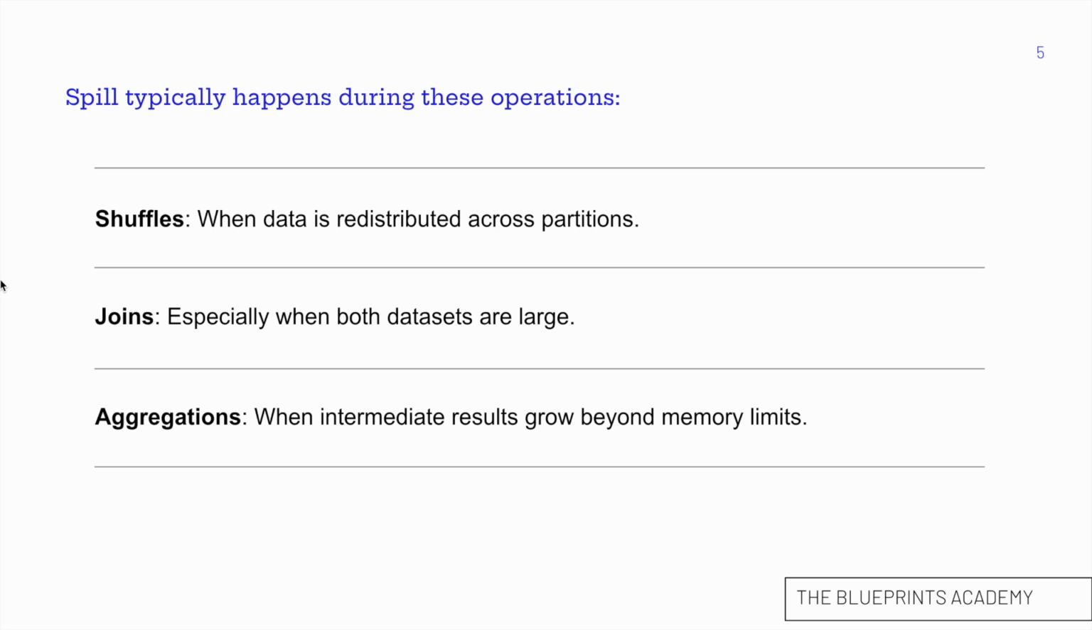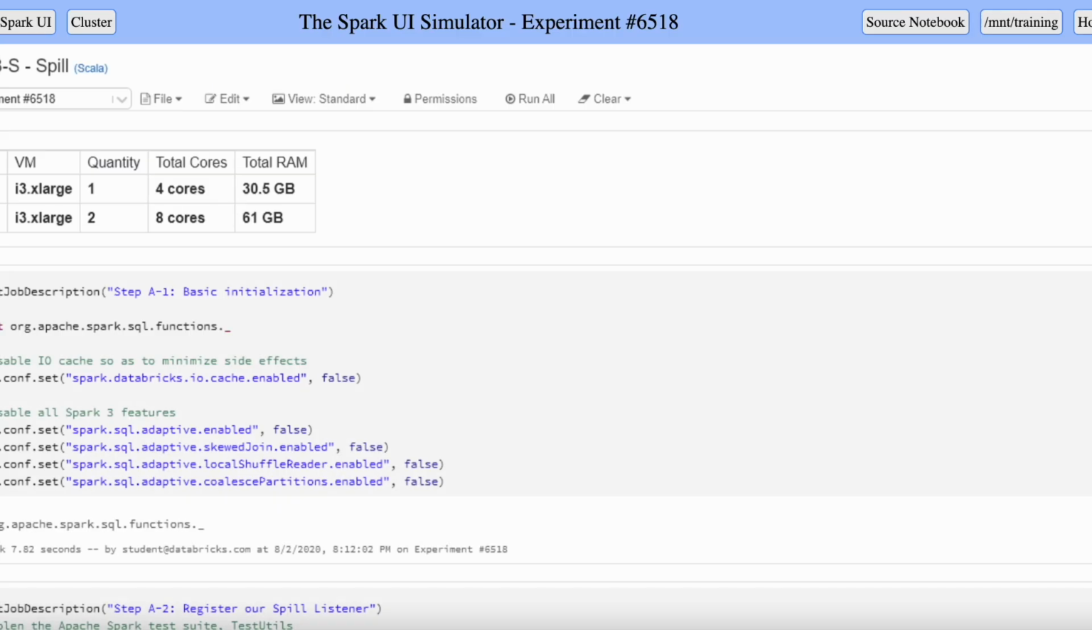Spill typically happens during these operations: shuffles, when data is redistributed across partitions; joins, especially when both datasets are large; and aggregations, when intermediate results grow beyond memory limits. Now, how do you know if a spill is happening? Let's explore. In order to identify a spill, Spark UI is your best friend.